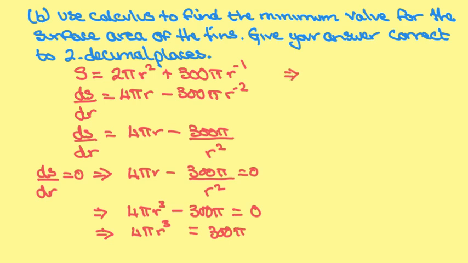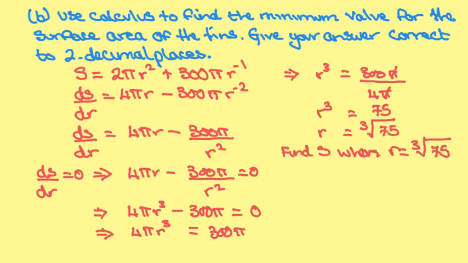Therefore, r cubed is equal to 300 pi over 4 pi. The pi's cancel, so r cubed is equal to 75. So r is equal to the cube root of 75. Now I need to find s when r is equal to the cube root of 75.